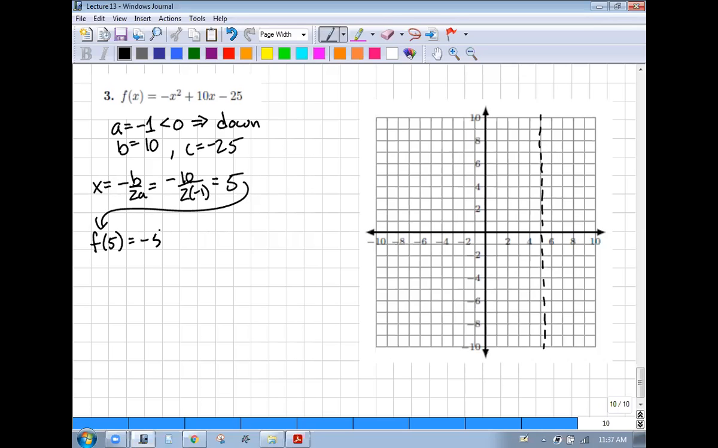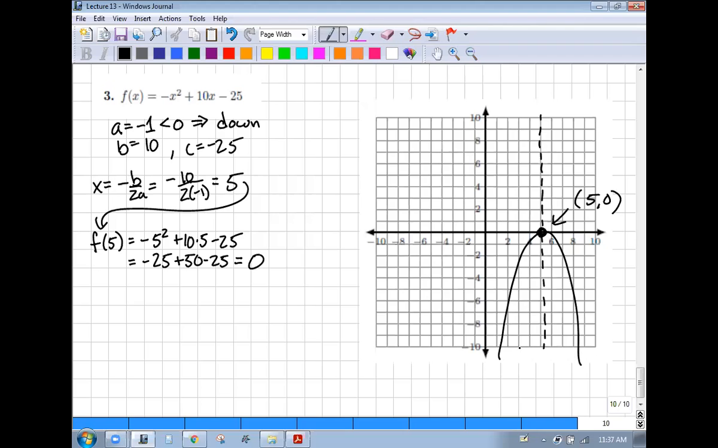So I get -5 squared plus 10 times 5 minus 25. 5 squared is 25, and 10 times 5 is 50. So this is 0. That means, boom, right there, there's our vertex. It's at (5, 0). And this thing opens downward, so it looks like that. Let's do one stroke. Looks something like that.